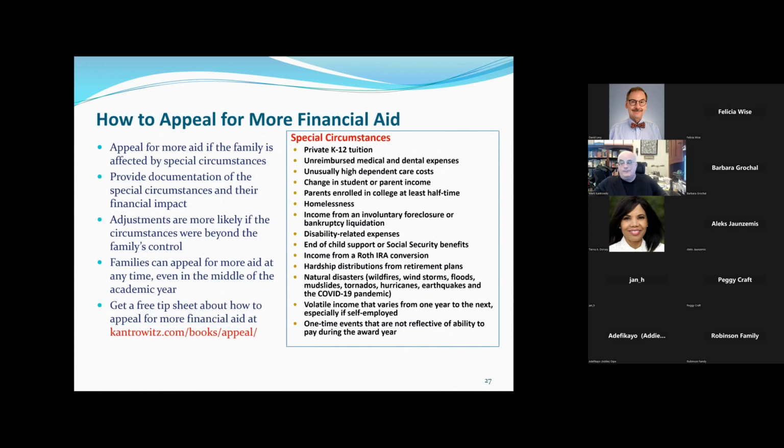There was also a request for a listing of some special circumstances. Yeah, I'll put that slide back up. Okay, those samples are on the right side. And again, the free tip sheet, which I have found to be very valuable, is listed in red on the left-hand side of this slide. Thanks for putting that up, Mark.